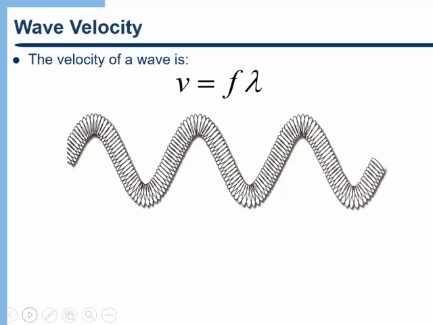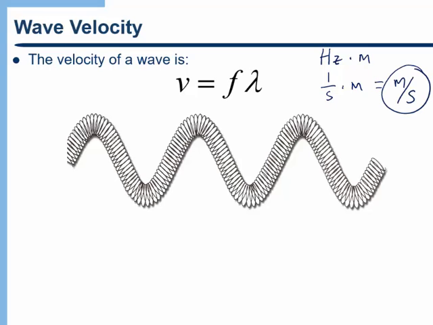Let's talk about the velocity of a wave. It turns out that the velocity or speed of a wave is equal to the frequency times the wavelength. Now, the first thing we might want to do here is just check our units and make sure that makes sense. We know the units of frequency are hertz. The units of wavelength would be meters. But remember, hertz just means anything per second. So that's really just 1 over seconds times meters. And we can see that that gives us the correct units for velocity of meters per second.